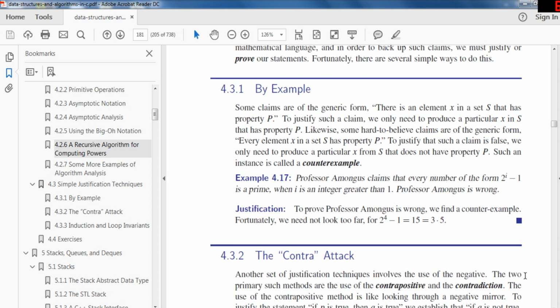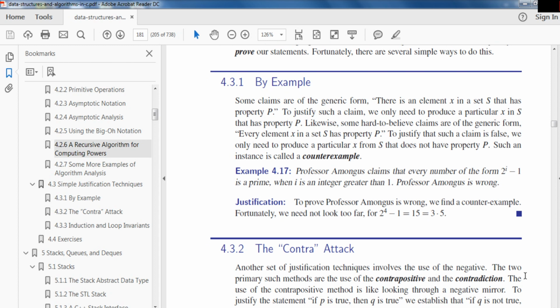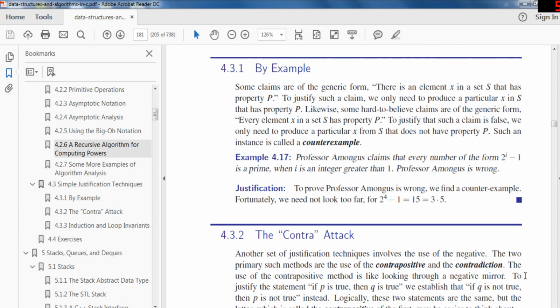Some claims are just generic: there is an element x in set S that has property P. To justify it, you just have to produce a particular x in S that has property P. Likewise, some hard to believe claims are of the generic form: every element x in a set S has property P. To justify that such a claim is false, we just have to produce a particular x from S that does not have property P, and such an x is called a counterexample.